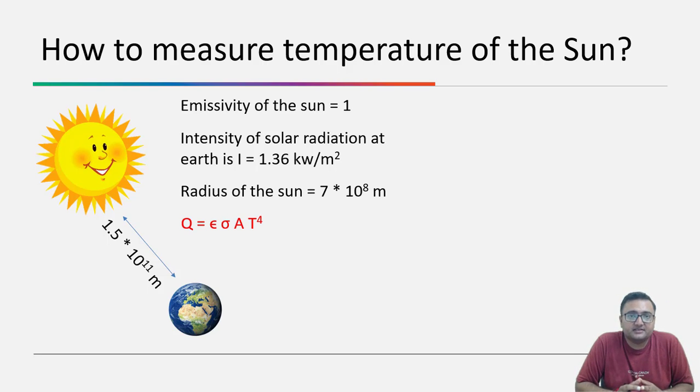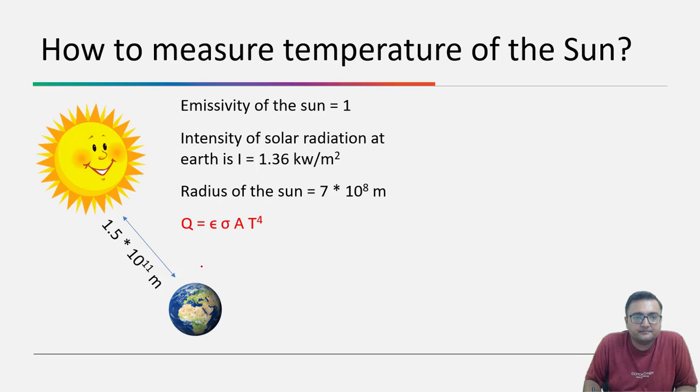And the radius of the sun, that we need because we want to find out the area of the sun. So the radius of the sun is nothing but 7 into 10 raised to 8 meter. So let's find out the temperature out of it.